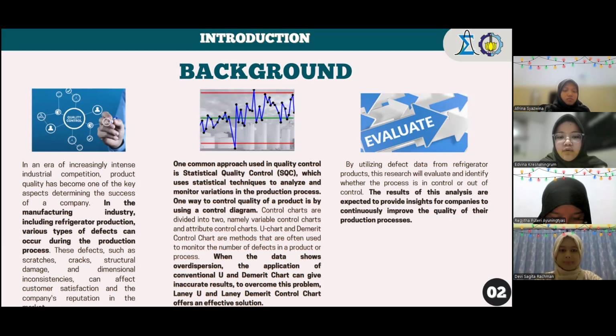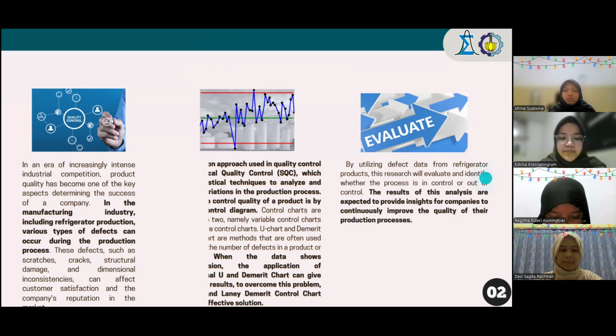One way to control the quality of a product is by using a control diagram. When the data shows overdispersion, the application of conventional U and demerit charts can give inaccurate results. To overcome this problem, Lenny U and Lenny demerit control charts offer an effective solution. So, by utilizing defect data from refrigerator products, this research will evaluate and identify whether the process is in control or out of control. The results of this analysis are expected to provide insights for the company to continuously improve the quality of their production process.